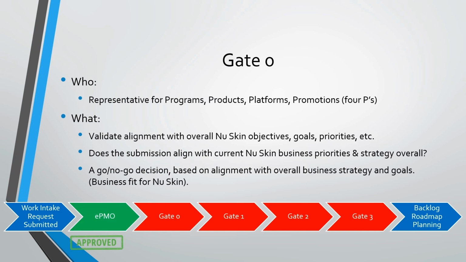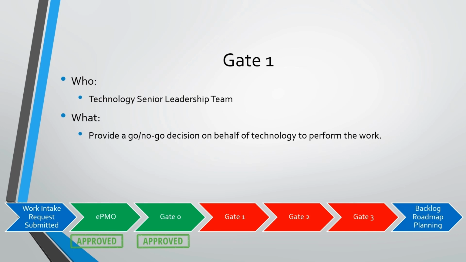Once approved from the EPMO, the request will be reviewed by the Gate 0 team. Here, representatives from programs, products, platforms, and promotions will assess the request. They will be reviewing the request details to ensure alignment with overall Nu Skin objectives, goals, and priorities, as well as with the business priorities and strategy. Once the Gate 0 team approves, the request will be evaluated by the Gate 1 team. Here, it will be determined if the technology team is able to perform and support the work.